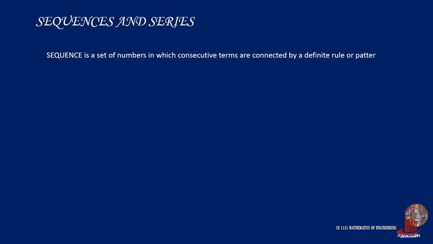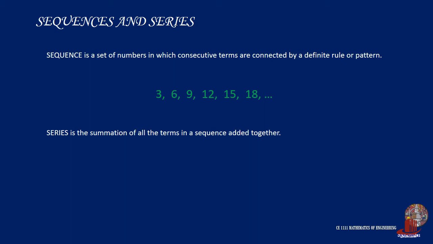What is a sequence? It is a set of numbers which are written in some particular order. For example, take the numbers 3, 6, 9, 12, 15, 18, and so on. A series, on the other hand, is something we obtain from the sequence by adding all the terms together. With the previous sequence of numbers, we can obtain the series as 3 plus 6 plus 9 plus 12 plus 15 plus 18, and so on.